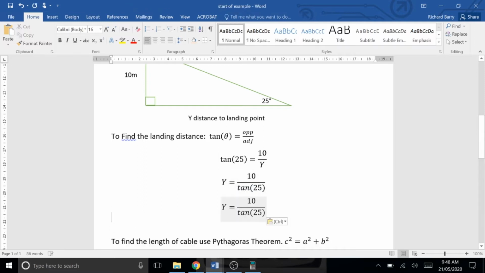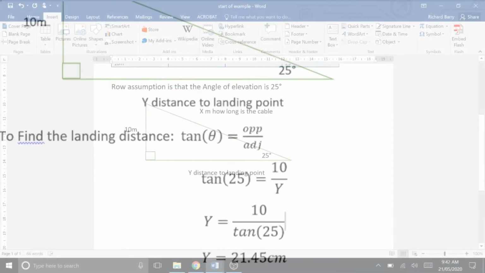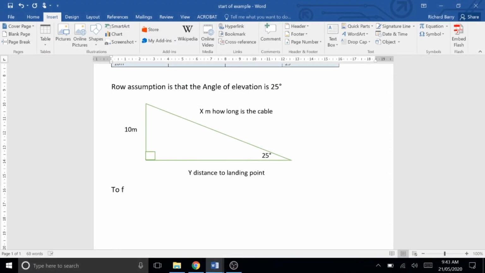Copy. Y equals 21.45 centimeters. Algebra. To find the length of cable, I think we're going to use Pythagoras theorem. So we're not looking for long sentences here, we're sort of looking for short phrases that help people get through my explanation. Okay, so time to state Pythagoras theorem.